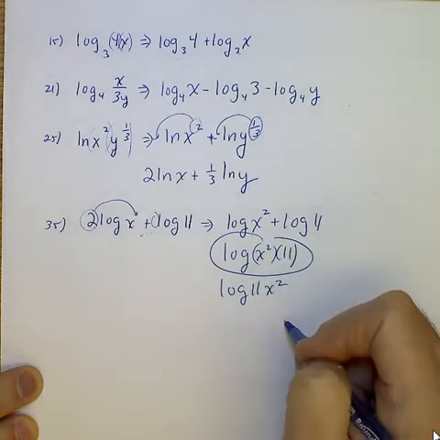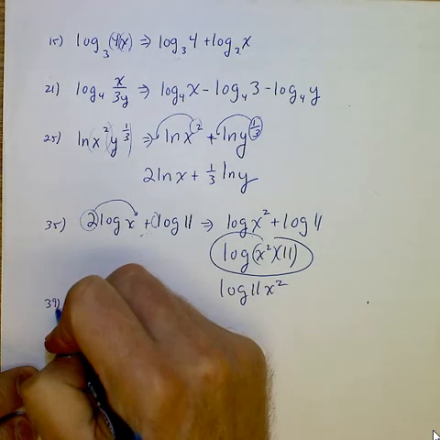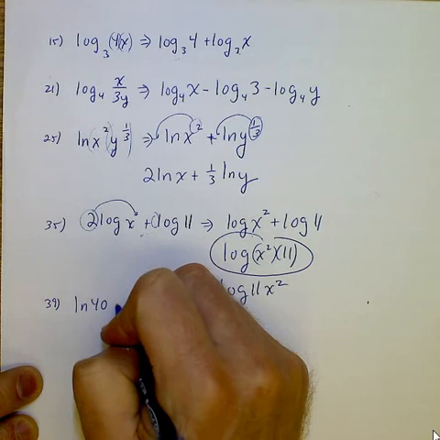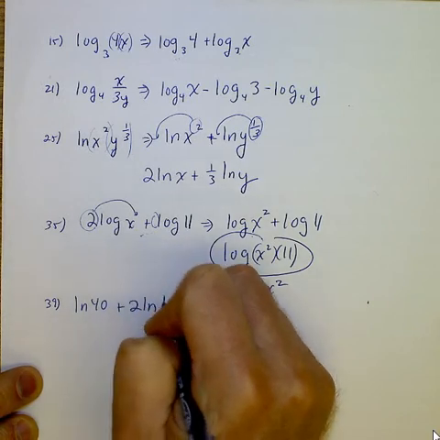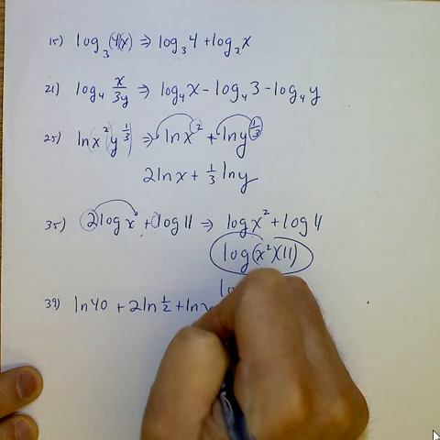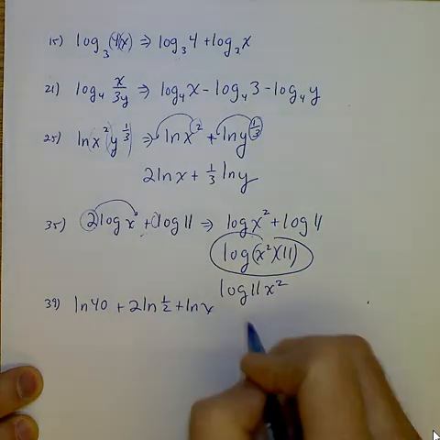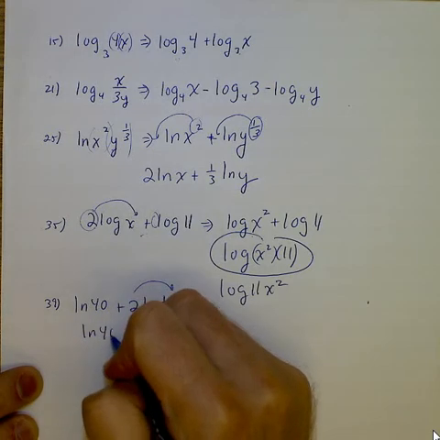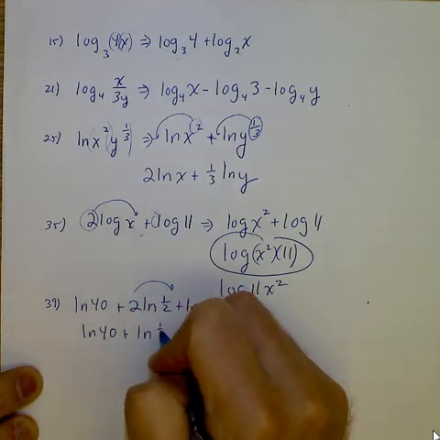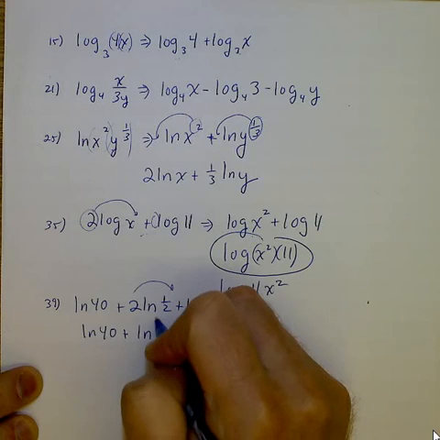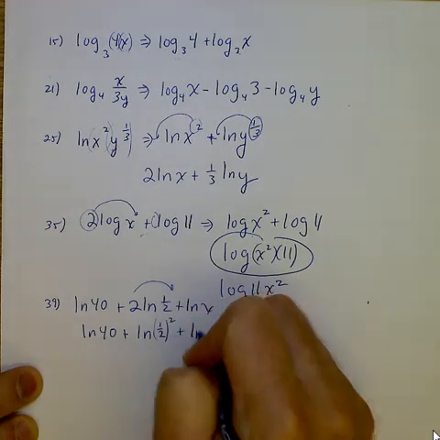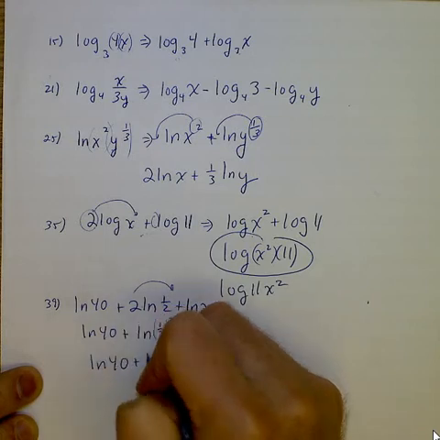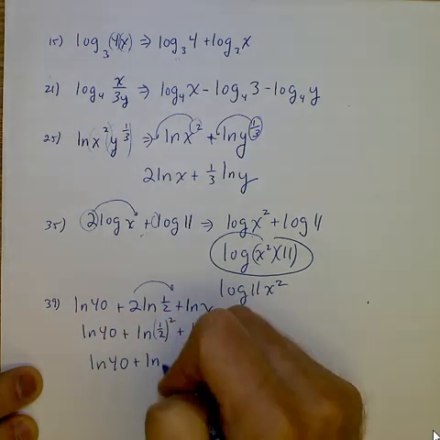I'll do number 39, which is a little more complex. In number 39, we have the natural log of 40 plus 2 natural log of 1/2 plus natural log of x. Okay, we have three terms here. First thing I'm going to do is fix my exponent. So I'm going to leave everything the same except with the 1/2, and I'm going to square it, because that's what the 2 means out here. Now, that's an actual number. I can go ahead and 1/2 squared is 1/4. Okay?